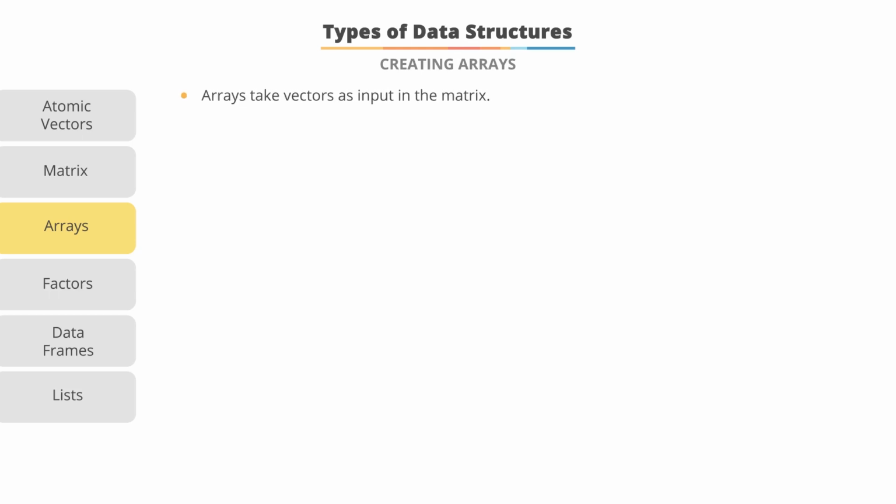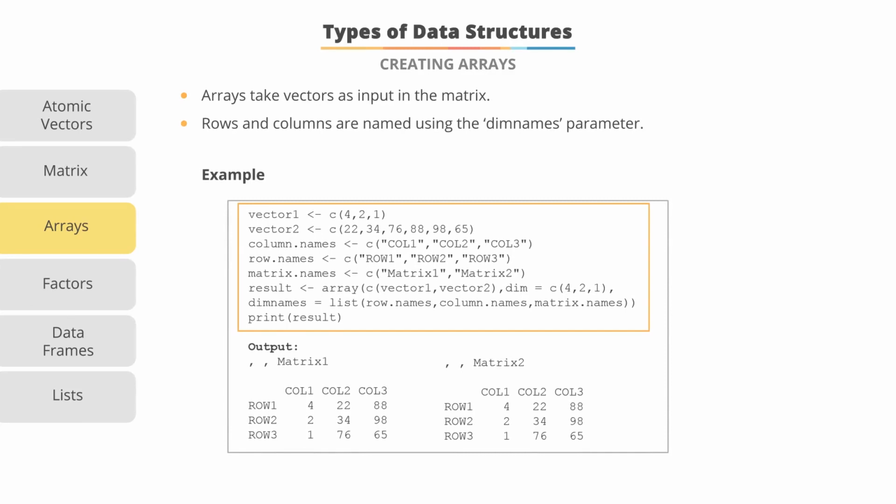So the array is taking these vectors as inputs into the matrix. And then the rows and columns are named using the dimnames parameter. So we have these 2 vectors, vector 1 and vector 2. We specify the column names and the row names. And then we also have the matrix names. So when we look to output that, you can see what that output is below.